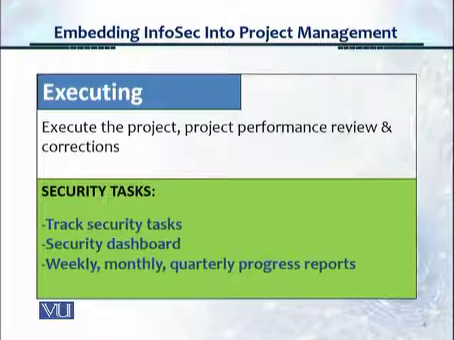Now, the third phase is executing, where we execute the project, and you conduct project performance review and corrections. In the plan phase, we already decided what we're going to do in terms of security activities with respect to the various phases. Here we track the security tasks. Are they being performed correctly? What is the percentage achievement? We put that on a security dashboard, and we start tracking on a weekly, monthly, quarterly basis in the form of progress reports, and we start sharing them with the correct entities.